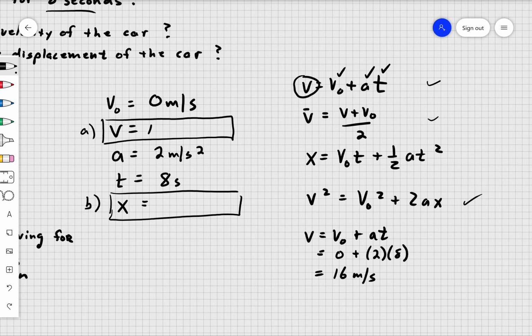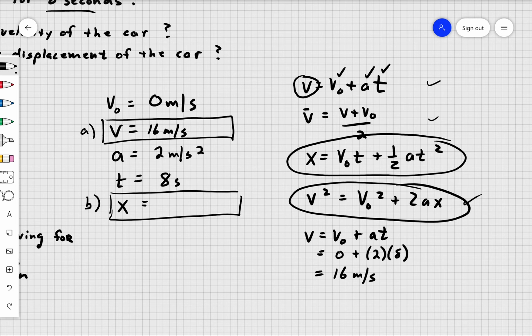This gives us our velocity. And then to solve for our displacement, any equation that has an x will suffice. That means it's either this equation or this one. Now, we know all of the other variables, so either one of those equations will work.